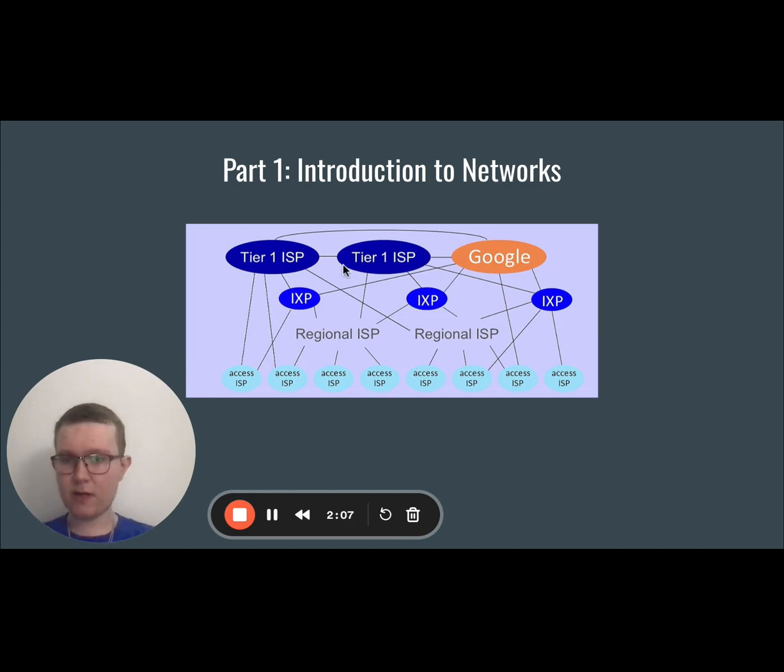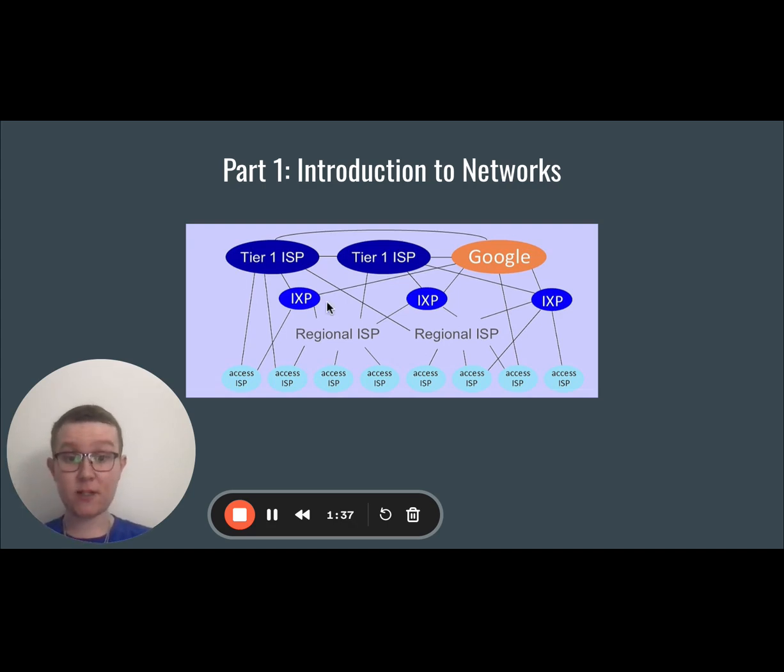So this diagram here, on this slide, shows the hierarchical structure of the internet, which focuses on relationships between different types of ISPs. At the top are tier 1 ISPs, which are large networks that connect directly to each other without needing to pay for transit.